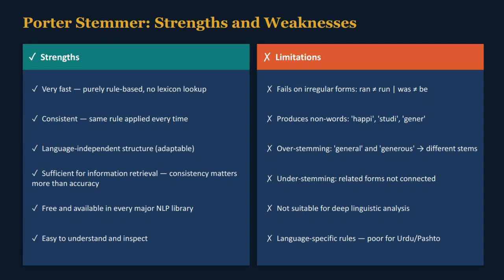The Porter stemmer does not produce linguistically correct base forms, it produces consistent stems, consistent enough that all forms of happy map to happi and can therefore be retrieved together. This is sufficient for information retrieval, where exact linguistic correctness is less important than consistency.